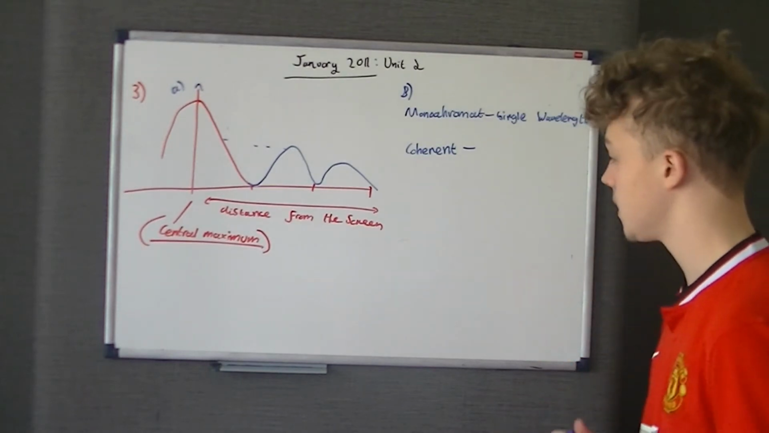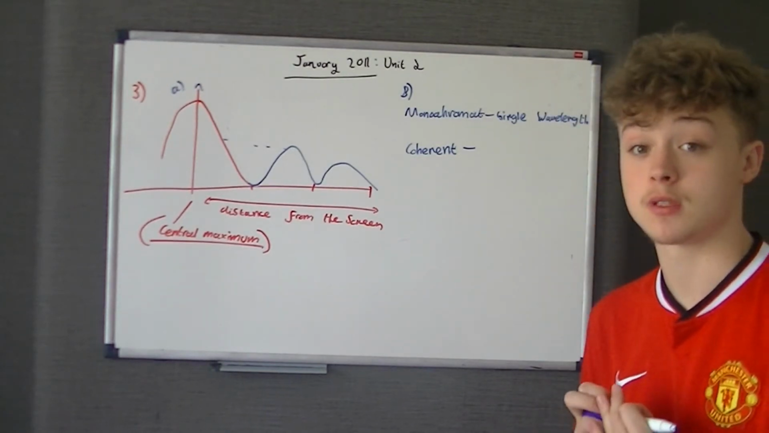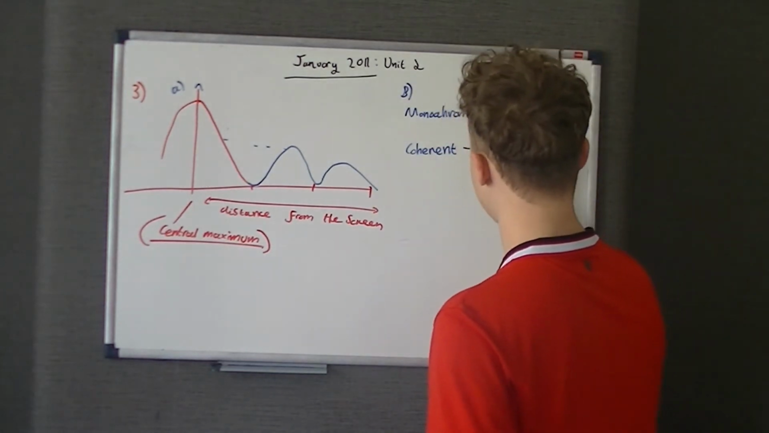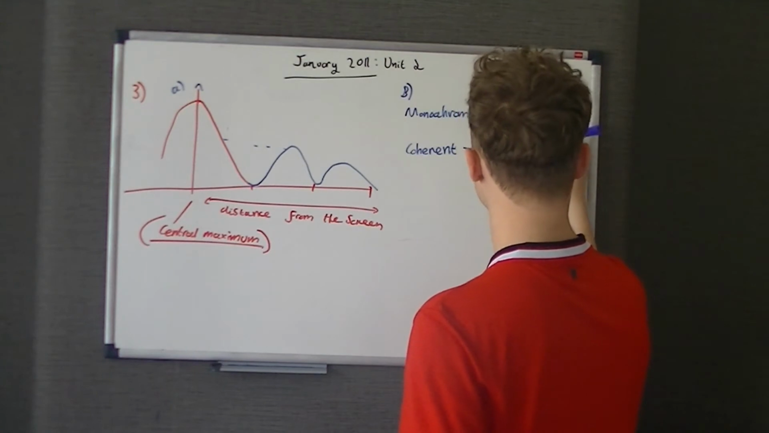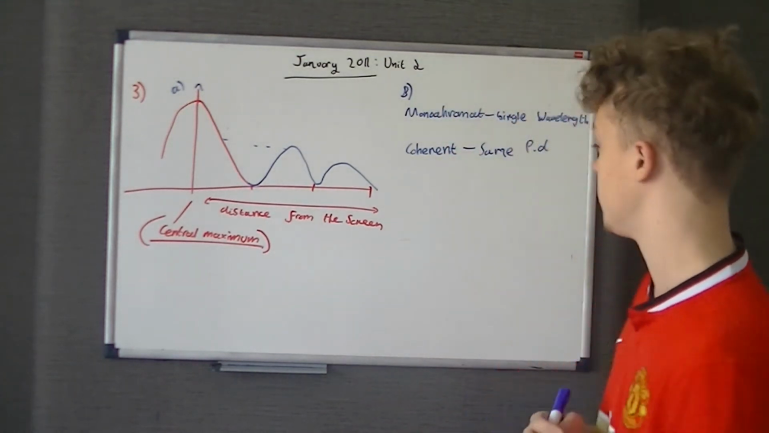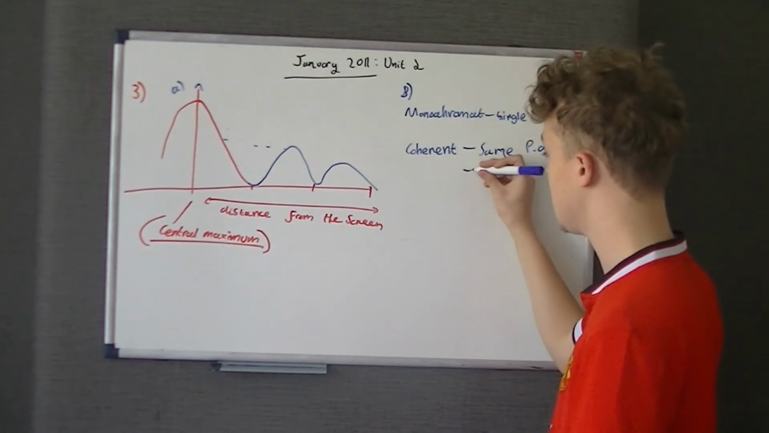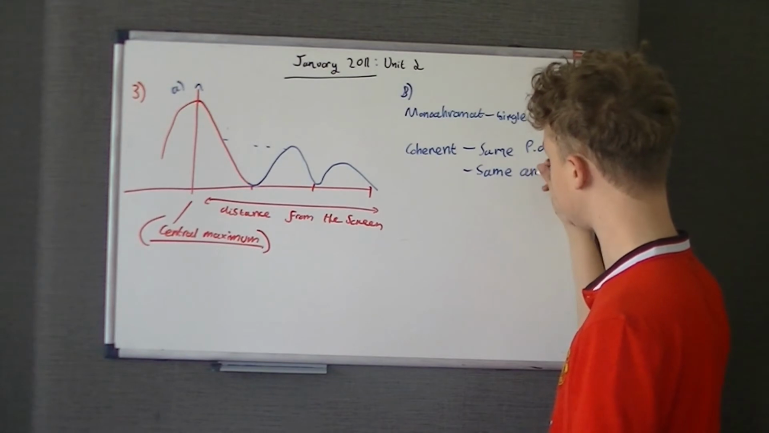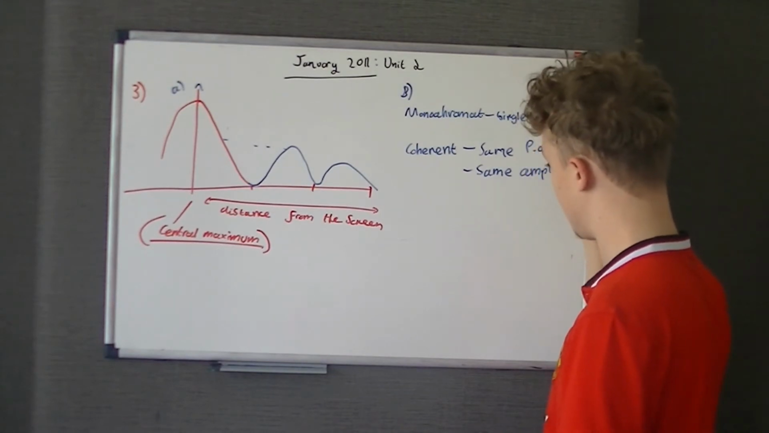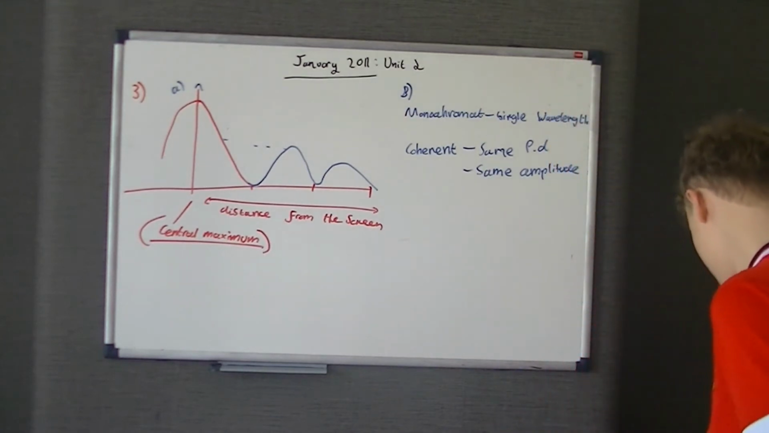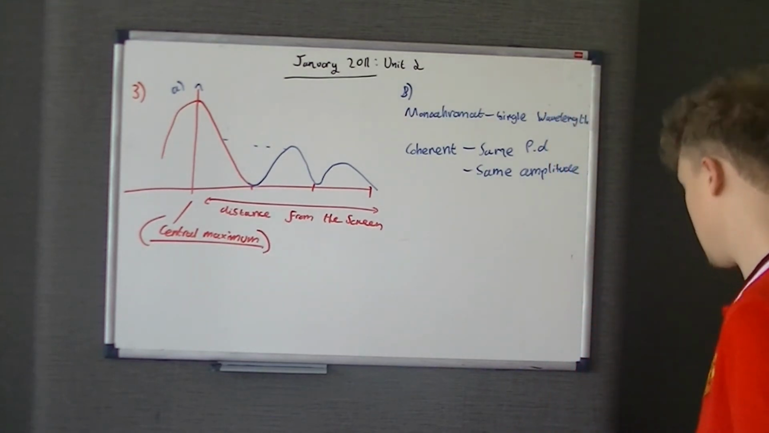But coherent basically means the same phase difference and the same amplitude. So it's same phase difference, or same PD. I know that means potential difference, but it's phase difference in this context. Same phase difference, and same amplitude. And that's pretty much it for part B. Only 2 marks there, quite easy.